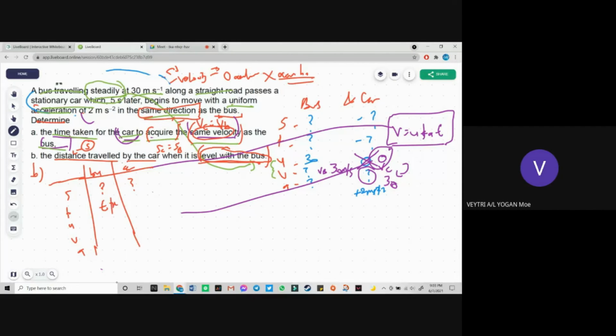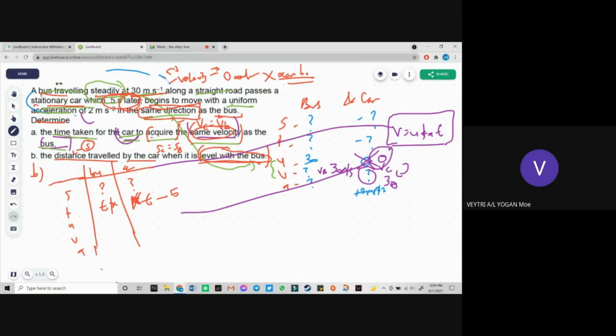So, I would suggest you guys assume time untuk bus is T. Boleh guna X juga lah, whatever alphabet. But kalau time, just maintain time dengan T. Now, itu untuk bus. Untuk car, it's not T juga tau. Kenapa? Dia cakap bus travelling steadily 30 meter per second along a straight road passes a stationary car which 5 seconds later begins to move. The moment it is 5 seconds later, maksud dia total time which is T tolak 5. Baru logik. Kalau sini later, kalau before, T plus 5.